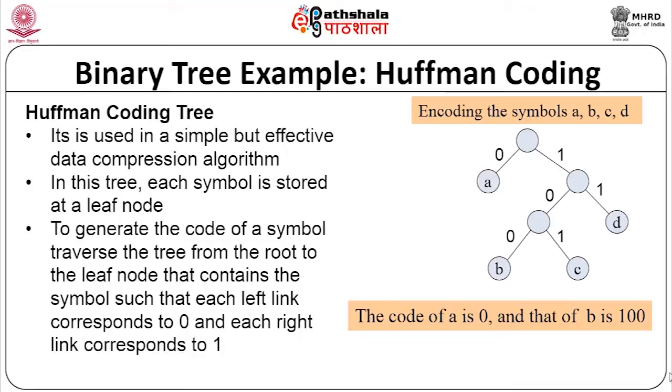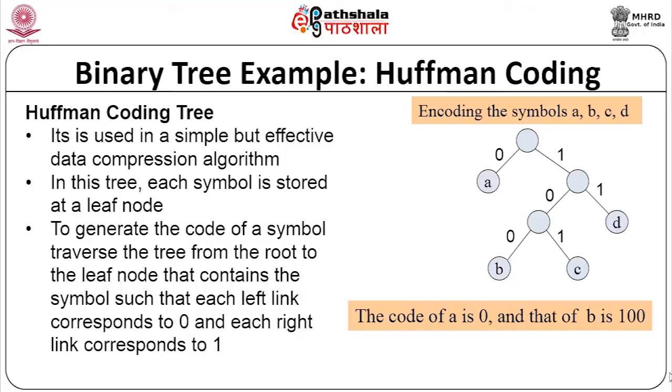Now, to generate the code of a symbol, you traverse the tree from the root and reach the leaf that contains the symbol, such that each left link corresponds to 0 and each right link corresponds to 1. So, the code of A is 0, the code of B is 100, the code of C is 101, and the code of D is 11. This is the encoding of the symbols A, B, C, D. Now, this is generated automatically. If you want to have an effective Huffman code, you have to see that the symbols that are less frequently occurring are at the lowest depth, and the symbols that are more frequently occurring occupy the top levels.